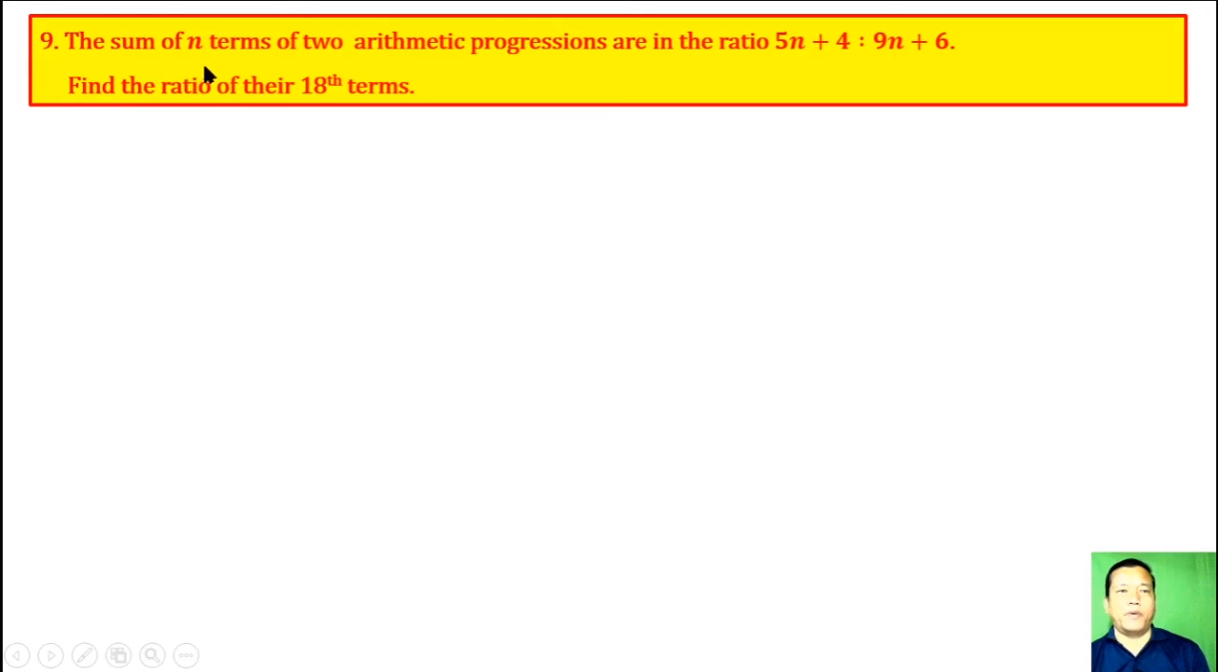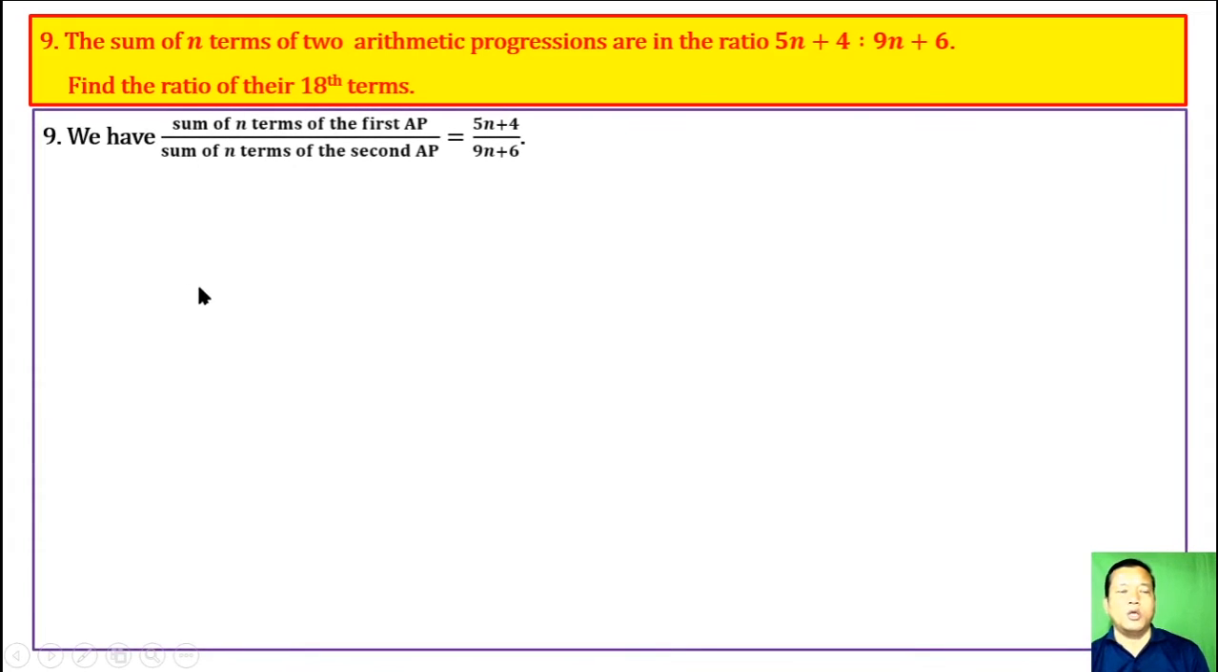Question 9. The sum of n terms of two arithmetic progressions are in the ratio 5n plus 4 is to 9n plus 6. Find the ratio of their mth terms. We have the sum of n terms of the first AP divided by the sum of n terms of the second AP is equal to 5n plus 4 by 9n plus 6.